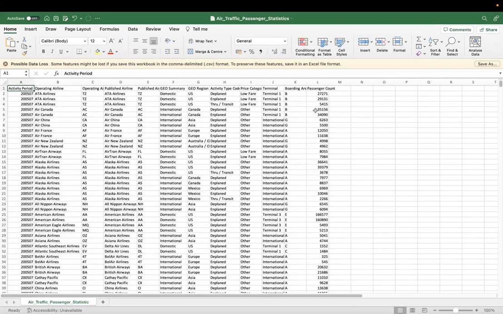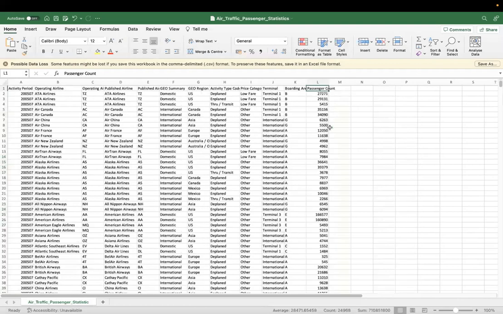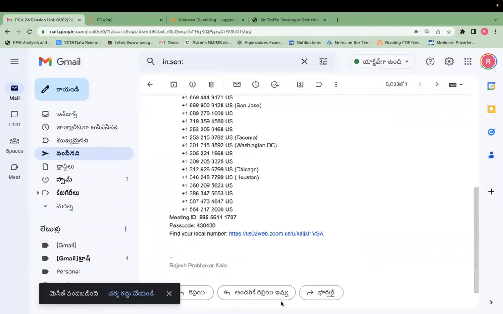Nobody will help you. Here we have only one numeric variable, which is passenger count. 24,968 observations are there. So you can cluster based on only one variable, and you can take the operating airline. Before that, we have to aggregate the airlines' totals by airline, and then we can use that data for clustering. So we'll do that. I'm sending the data. We'll take only two variables, airline and passengers. Aggregate the data, first total the data by airline. Then you can group the airlines based on passenger counts.